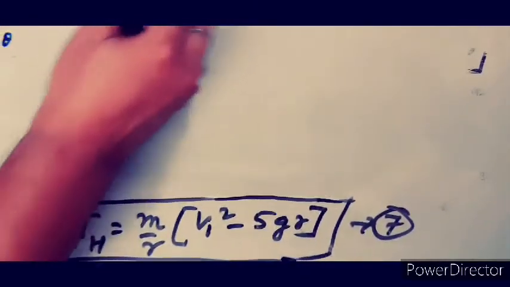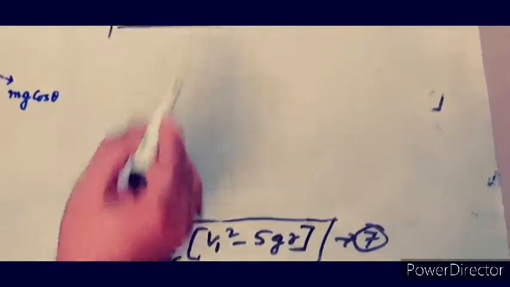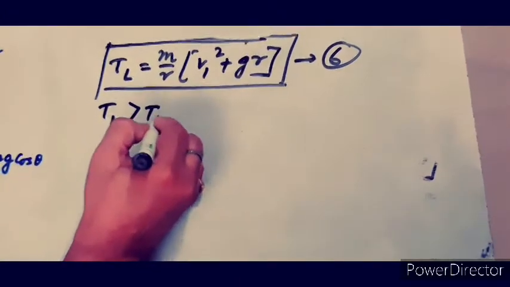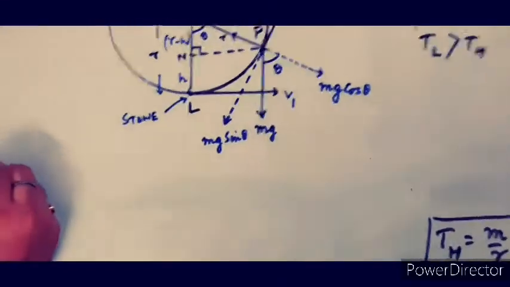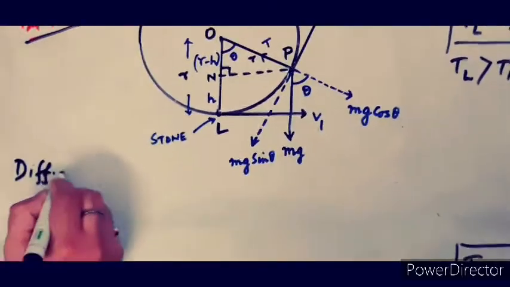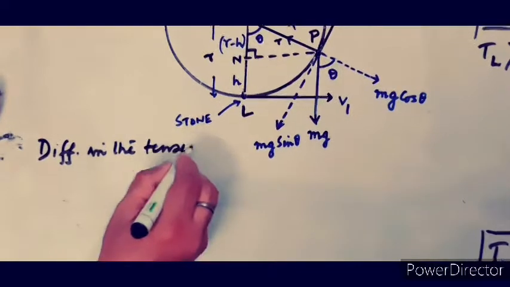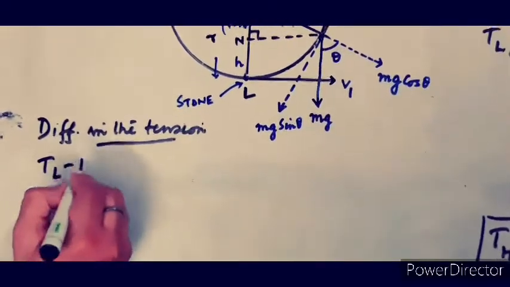So TL we are having this and TH we are having this. Definitely by seeing these two expressions, here the positive, here the negative, TL is greater than TH. So we have to find the difference in the tension, that is TL minus TH.